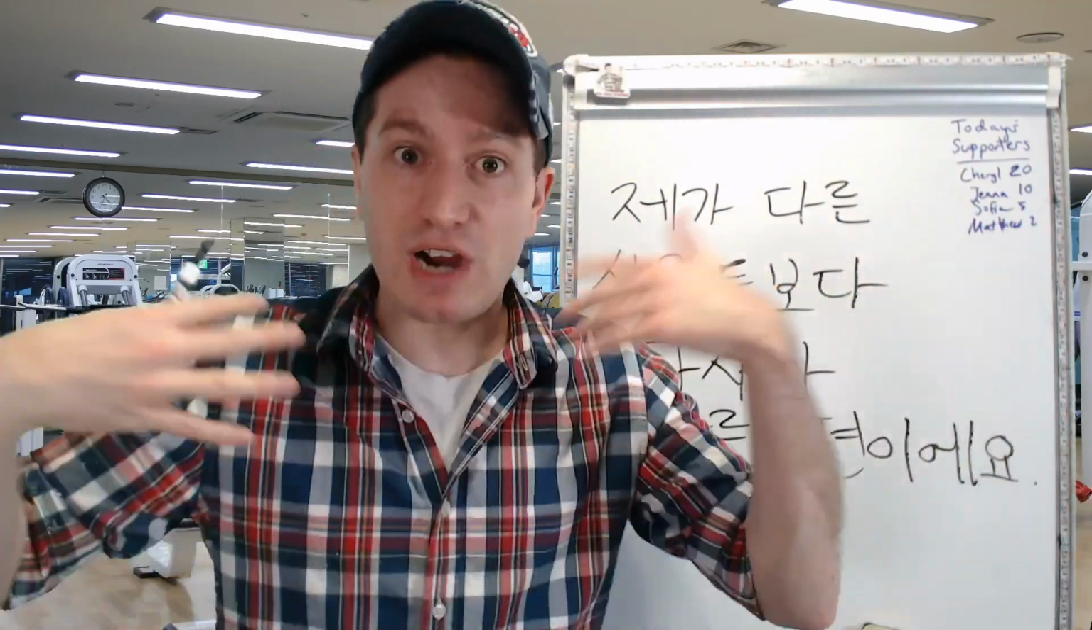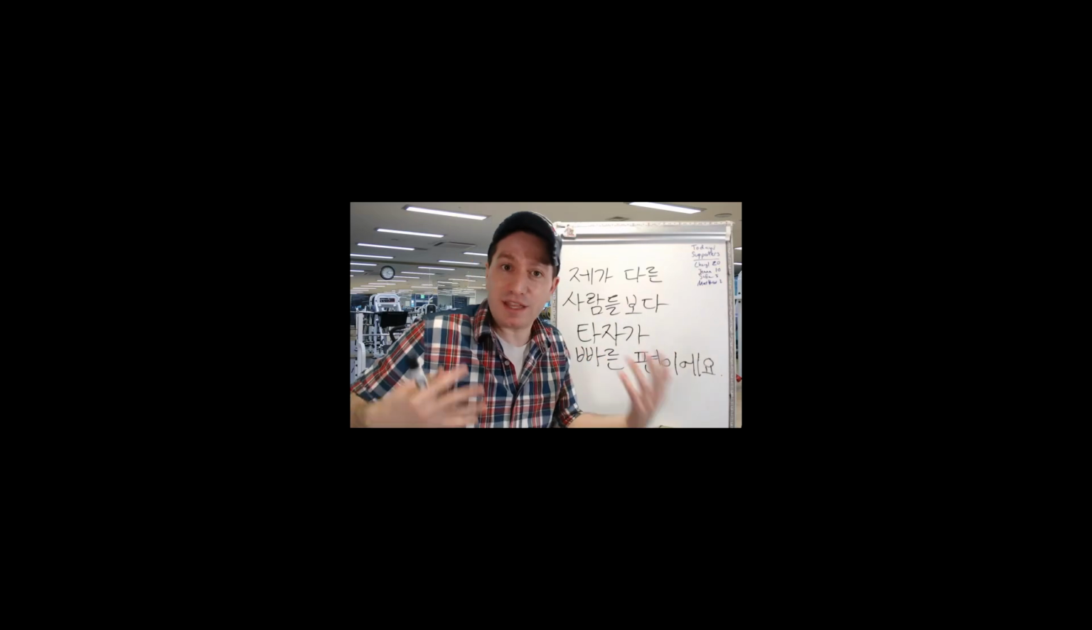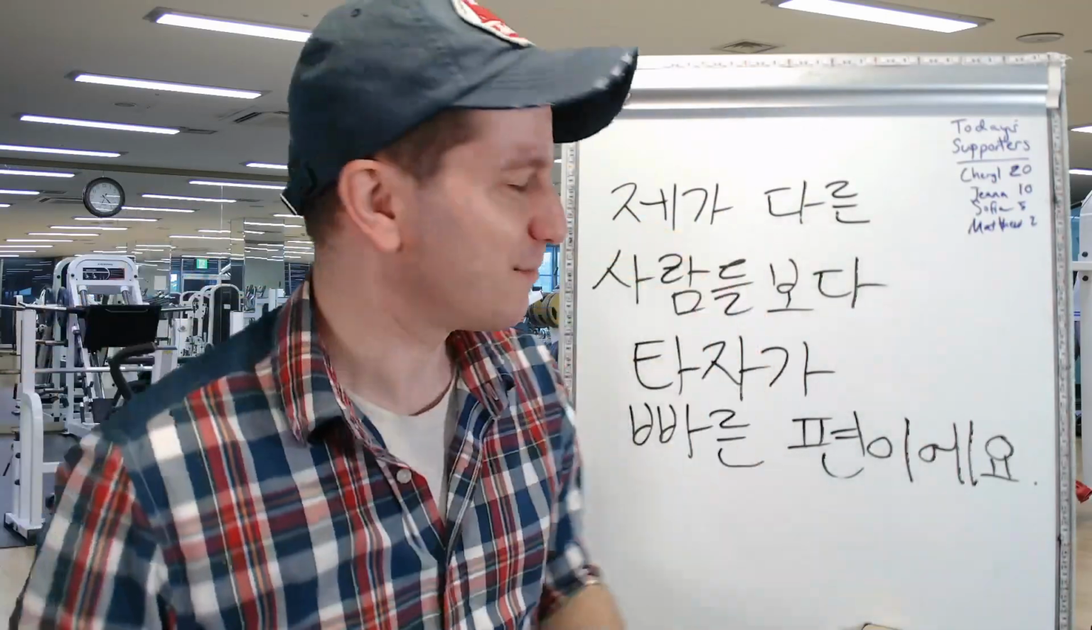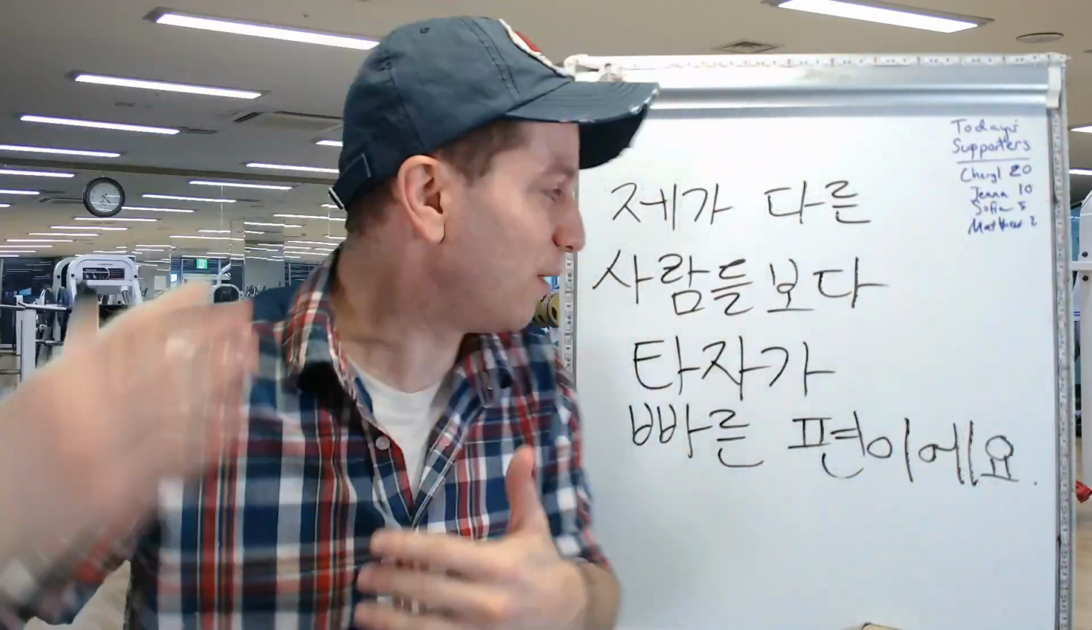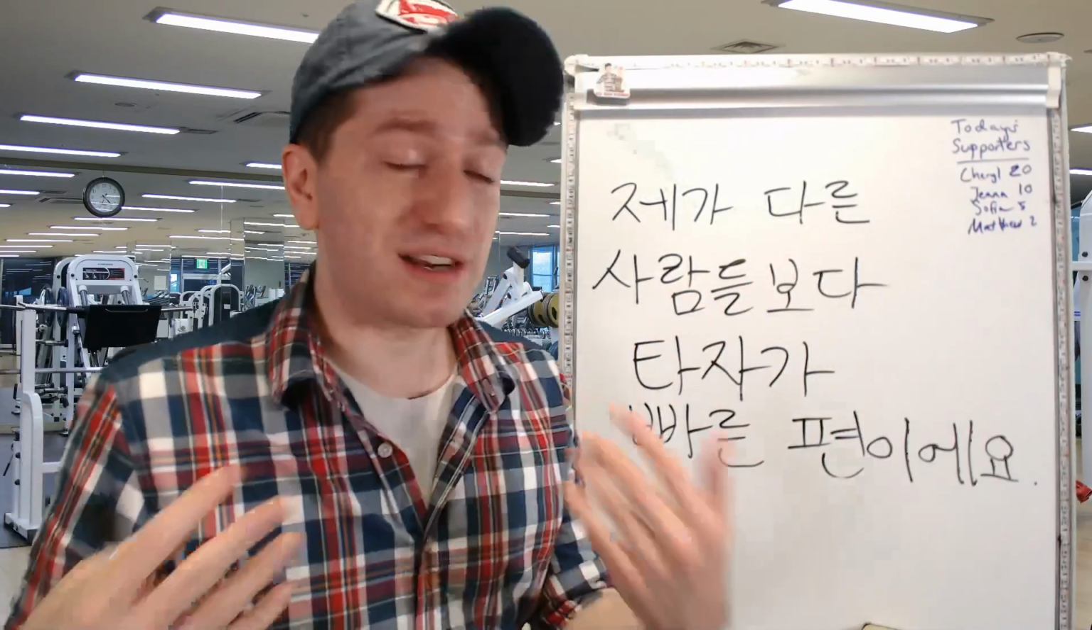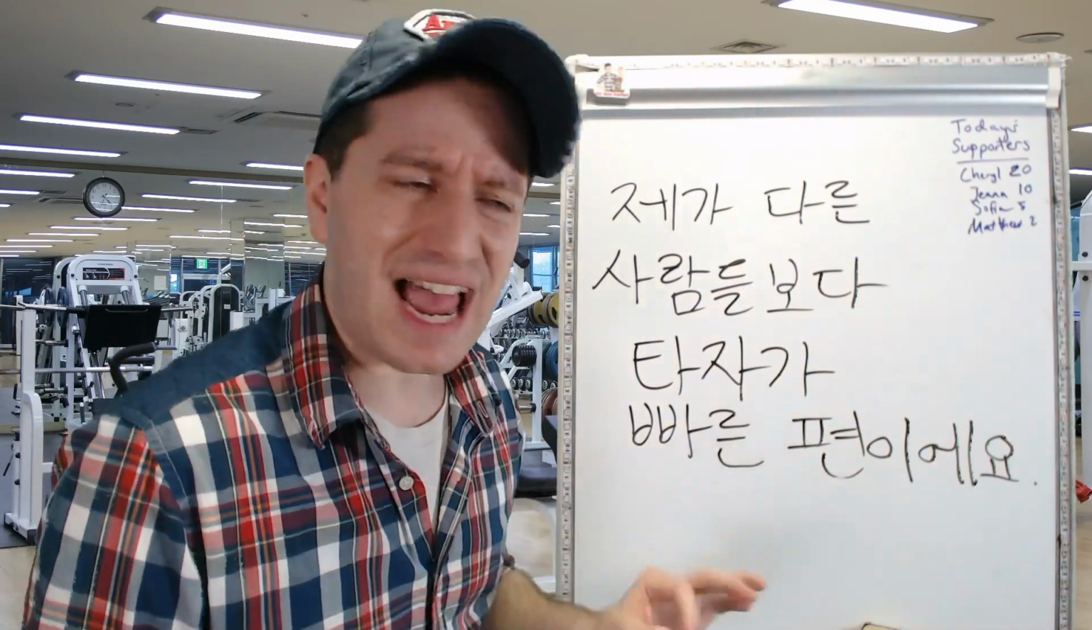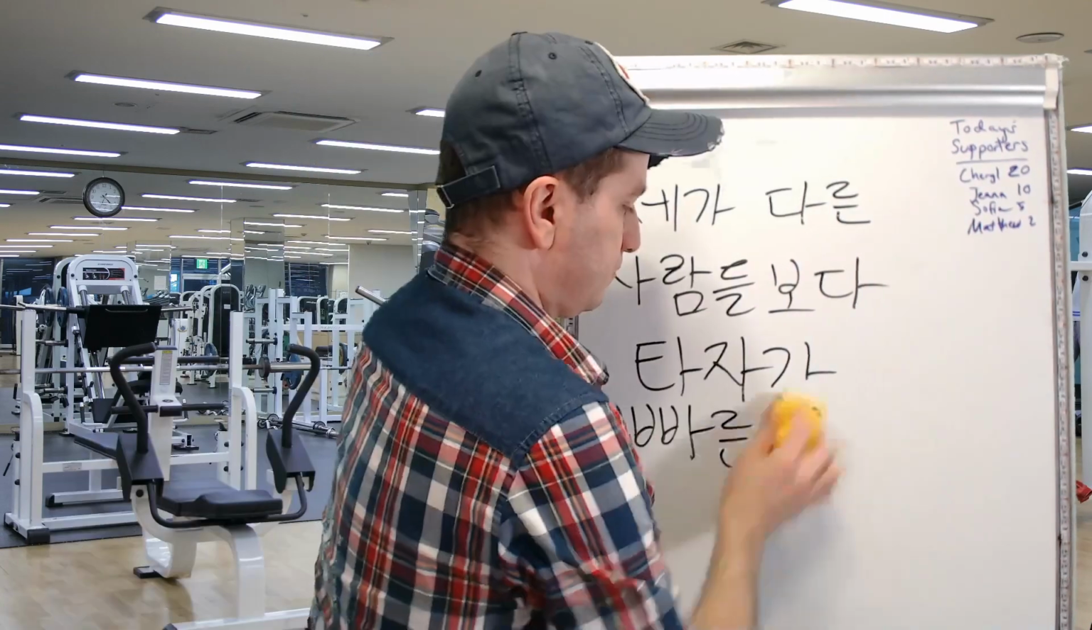So you can kind of brag about yourself. You're like, yeah, I'm on the... your voice doesn't have to go up high like this. You don't have to reverse puberty to say this form. 다른 사람들보다 타자가 빠른 편이에요. I'm rather fast at typing more than others.